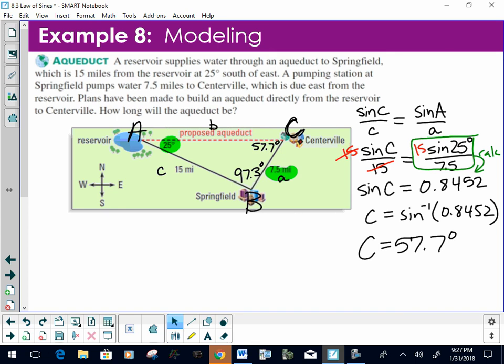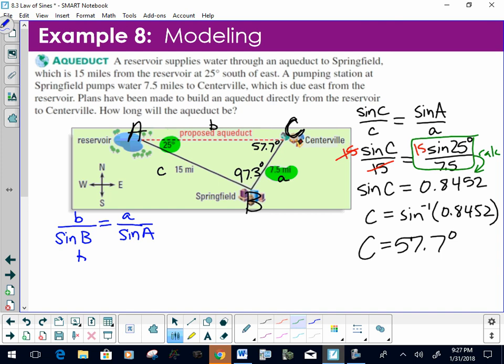So now we just need to finish up finding side B. So we'll set up a little equation here. B over sine B. So I'm trying to find side B. And the ones that I knew from the get-go, the partnership that's going to help us out, is the A's. A over sine A. Filling in the quantities that I know: angle B, we just calculated to be 97.3 degrees. We know side A is, on our map, 7.5 miles. And angle A is last, and it's going to be 25 degrees.